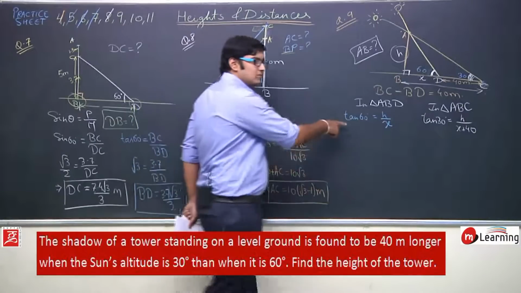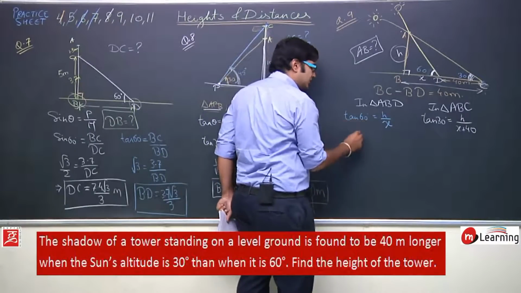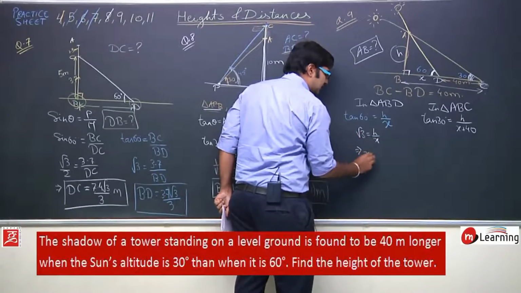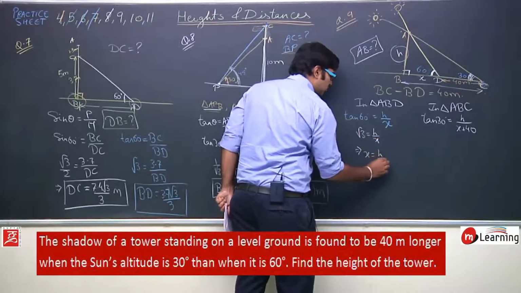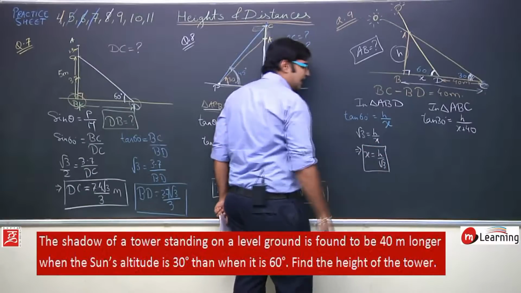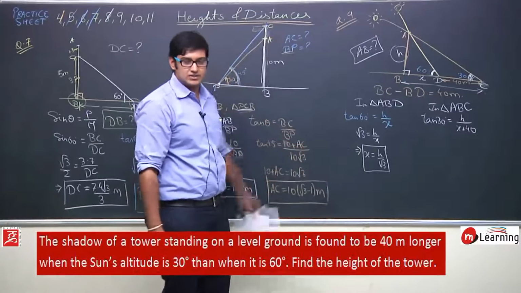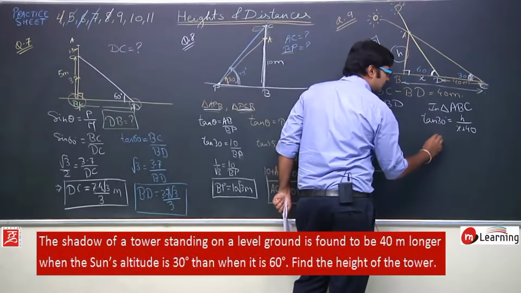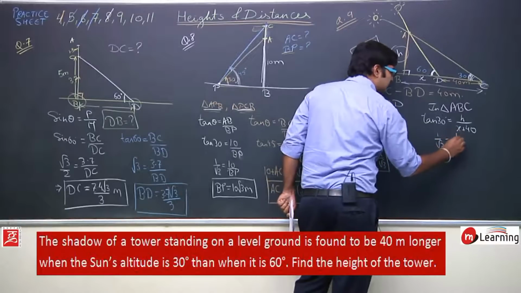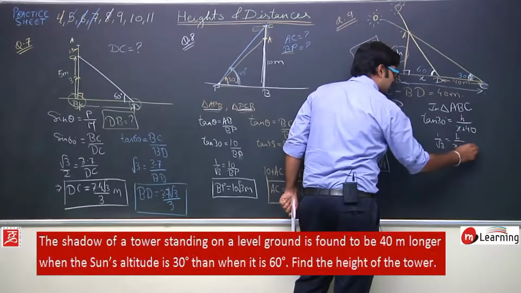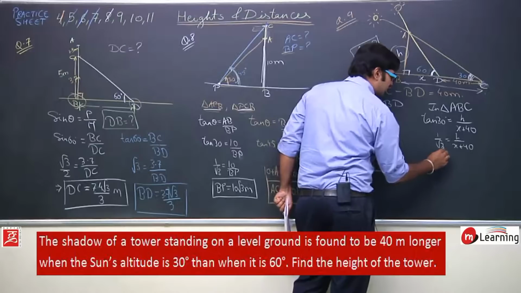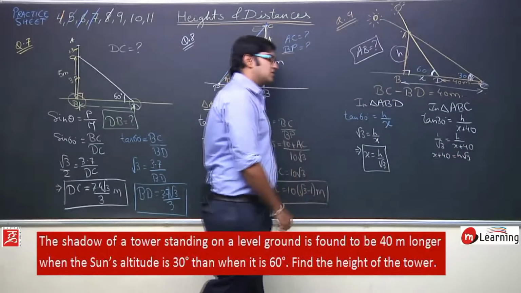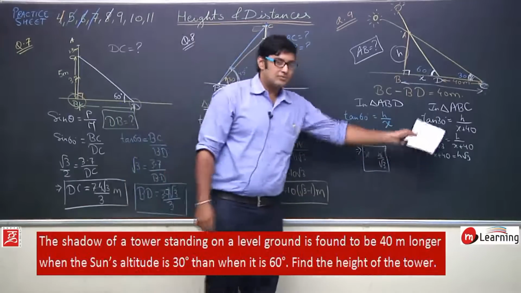Okay. Now from this, tan 60 degree is root 3. It is equal to h upon x. So what is the value of x? x is equal to h upon root 3. Can I write x in terms of h? Yes, I can write this. Second, here this is tan 30 degree. So tan 30 degree is 1 upon root 3, equal to h upon x plus 40. So I can write it as x plus 40 is equal to h root 3. I have just cross multiplied.